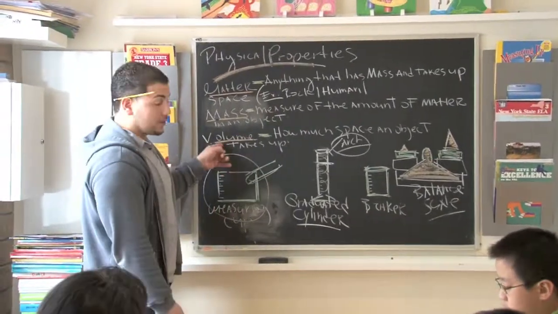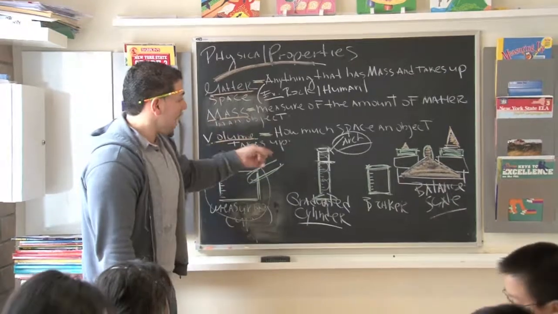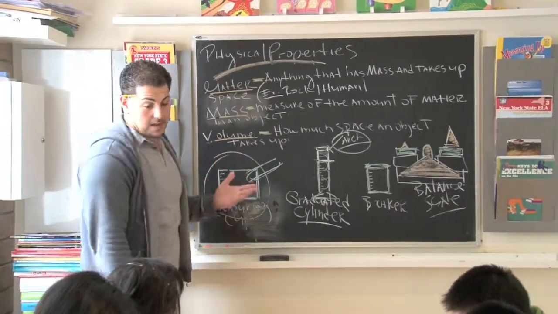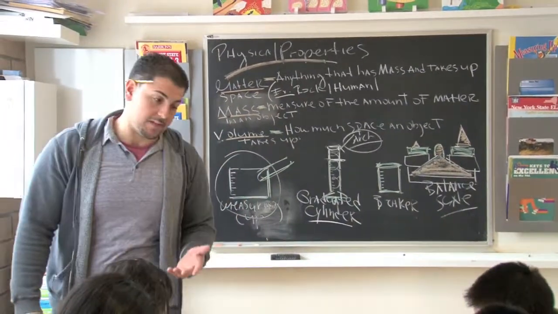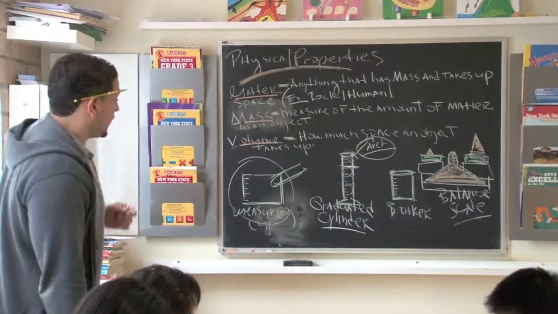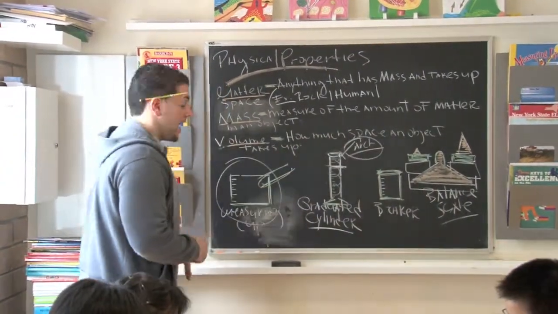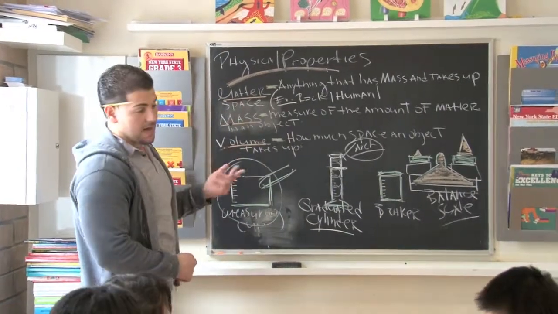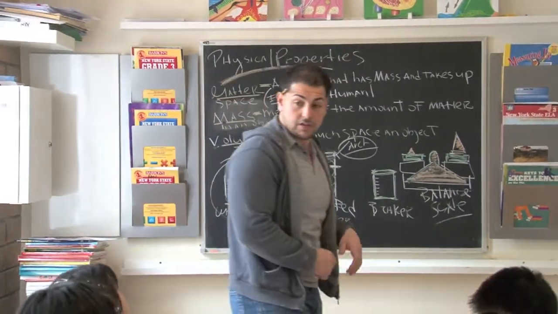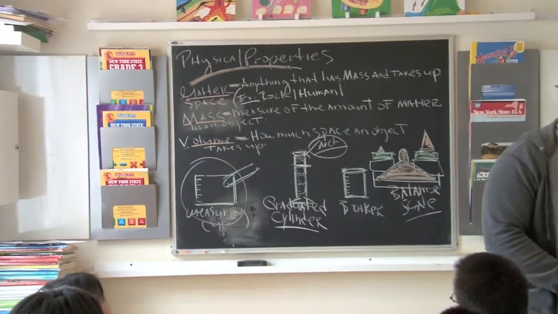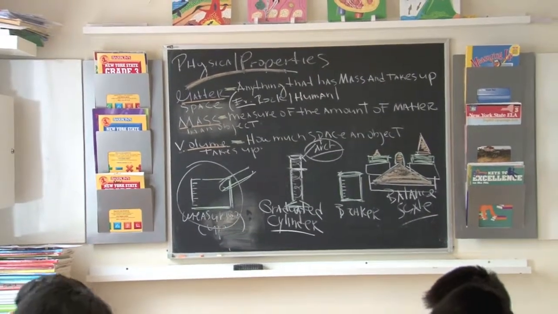Now the next word that we have is volume. How much space an object takes up. Now we're trying to figure out what volume is and how we measure that. So write that definition down. Volume is how much space an object takes up. And these are the 3 words: matter, mass, and volume. They're like the 3 musketeers. You can't have one without the other. Matter, mass, and volume.